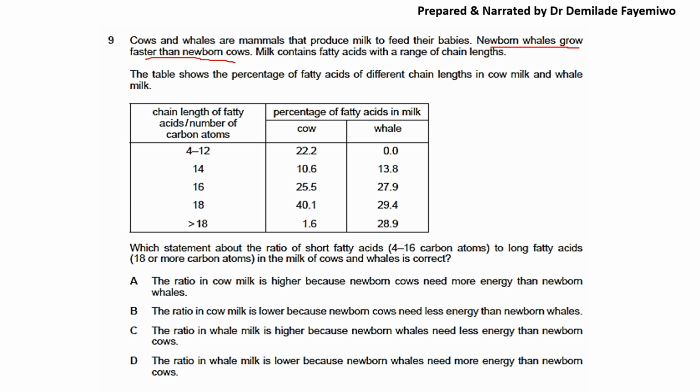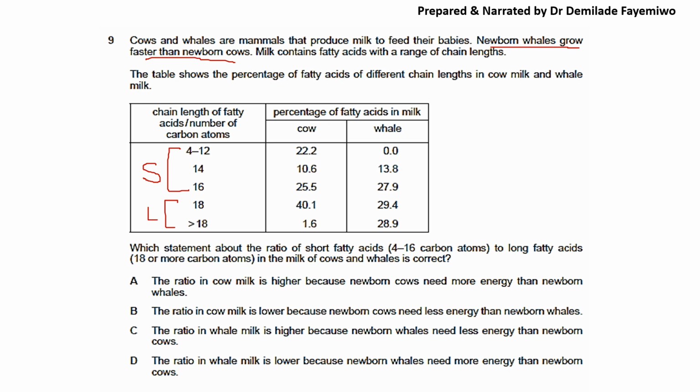It then asks which statement about the ratio of short fatty acids, 4 to 16 carbon atoms, so these are all short, to long fatty acids in the milk of cows and whales is correct, so these are long. So something I would say here before I even look at the options is for you to remember that the longer a fatty acid chain is, the more likely that it supplies a lot of energy. And if you think back to respiration, in order for you to make acetyl coenzyme A, you usually have 2 carbon atoms that are taken off the chain at a time in order to make that from a fatty acid that then goes into the Krebs cycle and helps with the production of ATP.